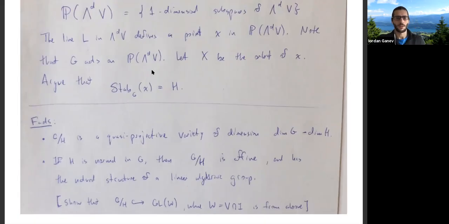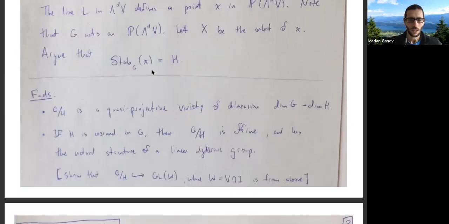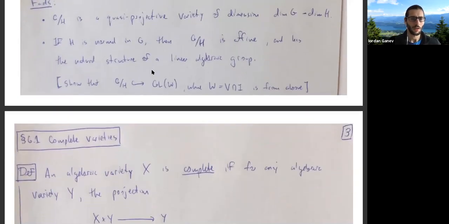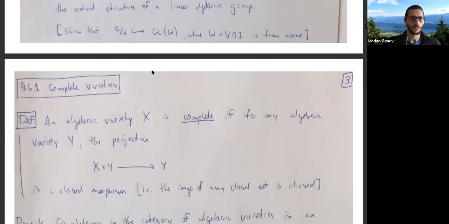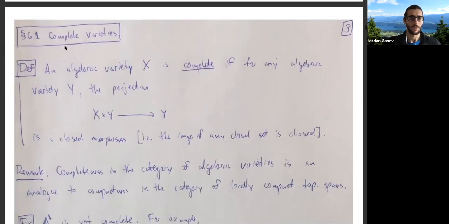All right, so the upshot is that we have a quotient as a variety, and it's quasi-projective. If H is normal, then it's another linear algebraic group. Okay, so now I want to move on to complete varieties. This is section 6.1 in Springer.